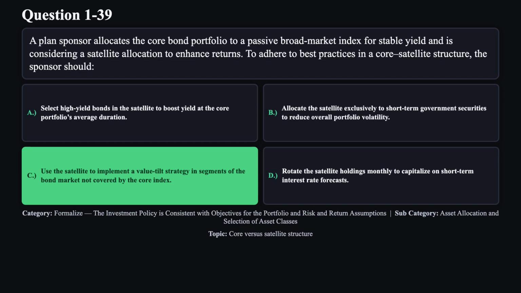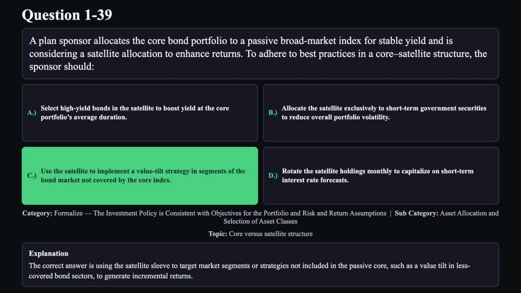The correct answer is C. The correct answer is using the satellite sleeve to target market segments or strategies not included in the passive core, such as a value tilt in less covered bond sectors to generate incremental returns.